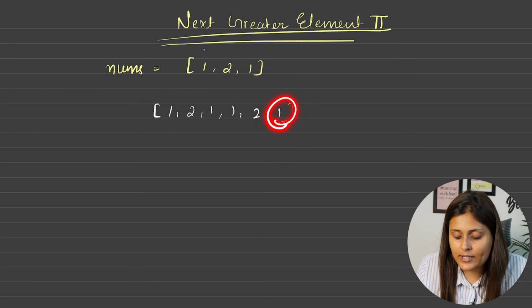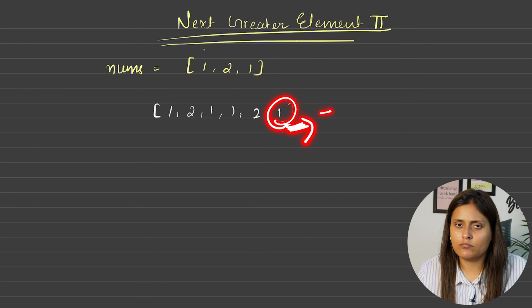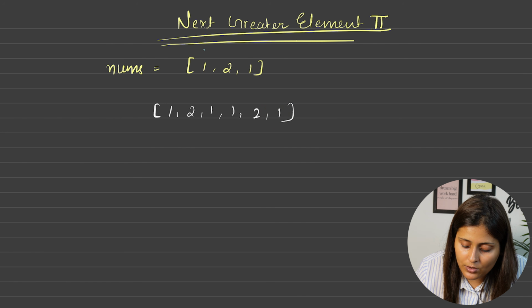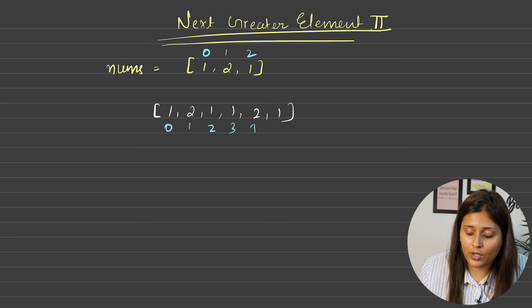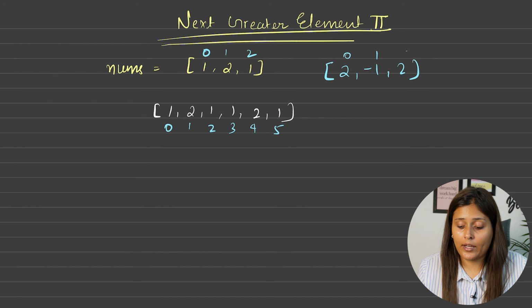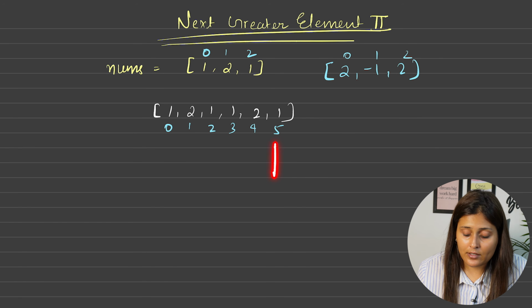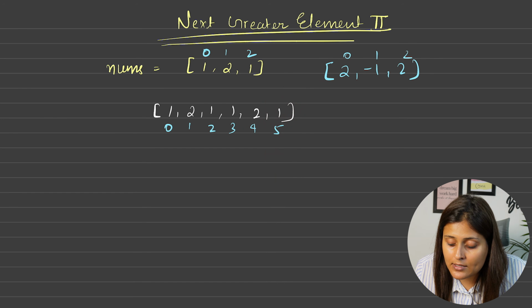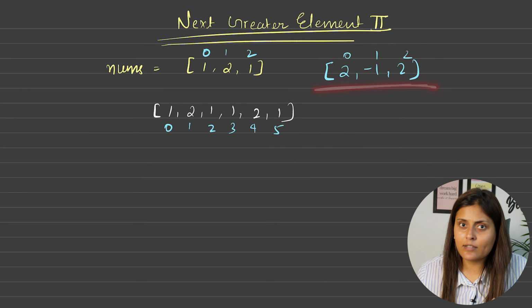So for 1, what is the next greater element? You will find nothing. If you talk about indexing, this is 0 1 2, similarly 0 1 2 3 4 5. If you find your answer, how does your answer look? 2, -1 and 2, correct? So 0 1 2. Currently you are at the 5th index. For the 5th index you have nothing. No worries, anyhow your answer lies from 0 to 2. The 5th index does not matter.